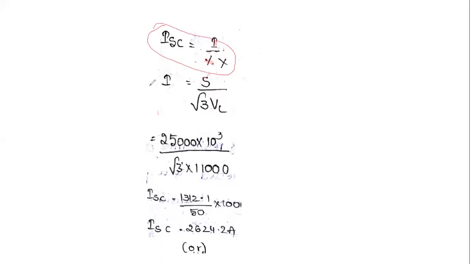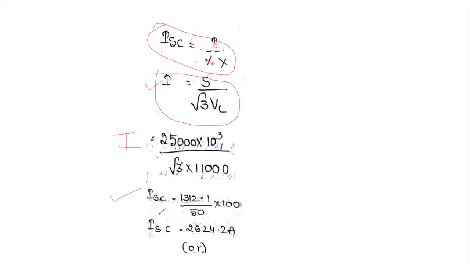What is the formula for I? I is equal to S by root 3 VL or P by root 3 VL. What is the power? That is 25 kVA, 25,000, into 10 cube by root 3 into VL, where VL is 11,000 volts.